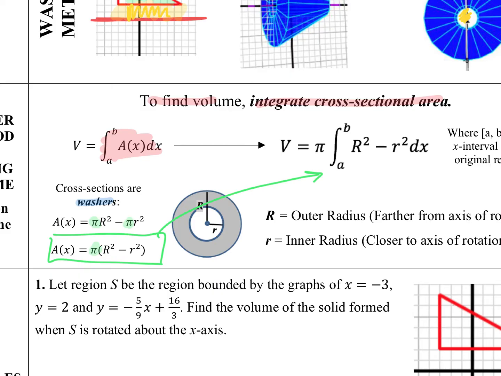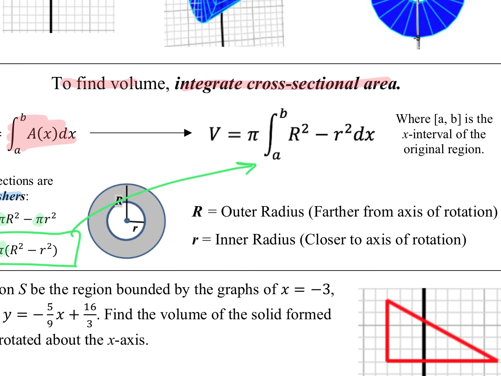So to find the volume, I'm just going to integrate that cross-sectional area. So my formula for the washer method is pi times the integral from a to b of the outer radius squared minus the inner radius squared. And just like before, a to b is the x interval of the original region. And I have here that capital R is my outer radius. It's going to be farther away from the axis of rotation. And the lowercase r stands for inner radius. And you'll know that one because it's going to be closer to the axis of rotation.